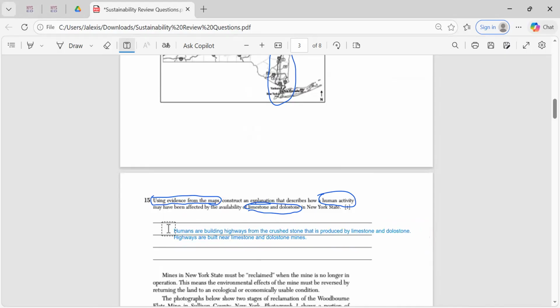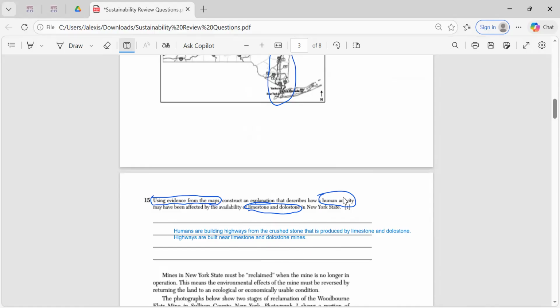All right. So, did I talk about the human activity? Yes. Did I use evidence from the map, where I'm stating how the highways are also in the same location near limestone and dolostone mines? Yes, they are. So, how could they have been affected? Well, the highways are built right next to where the limestone and dolostone mines are. And that's going to be my answer.